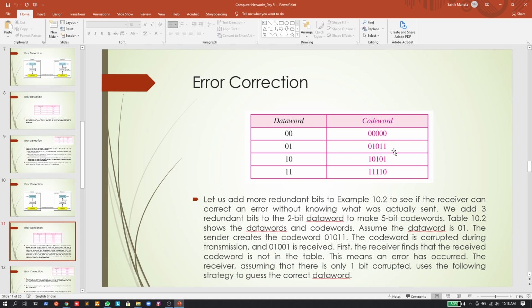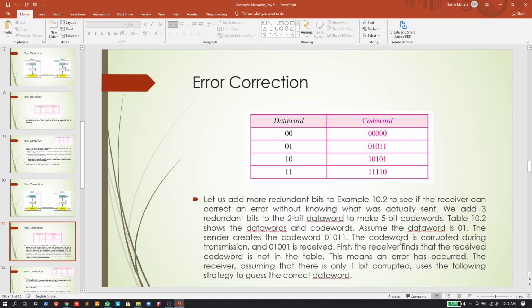In this example, we add 3 redundant bits to the 2-bit data word to make a 5-bit code word. Assume that the data word is 0 1, the second data word in the table. Now the sender will create the code word as 0 1 0 1 1. We can see in the second row that if I am sending 0 1, the code word is 0 1 0 1 1.